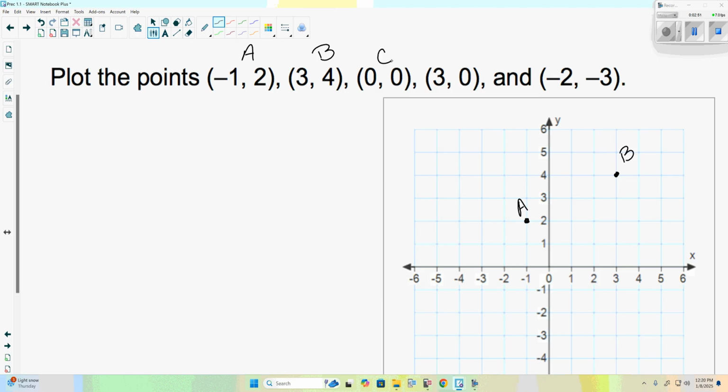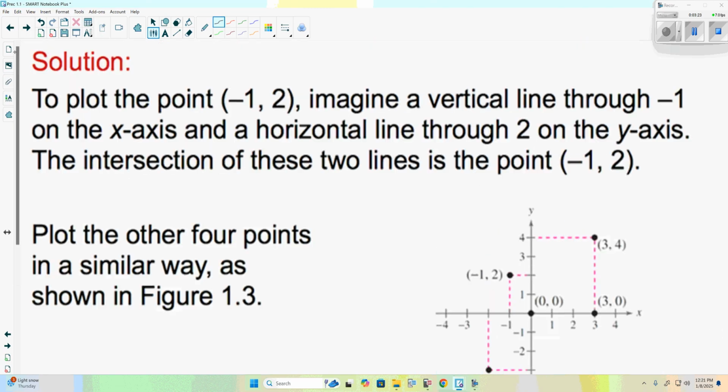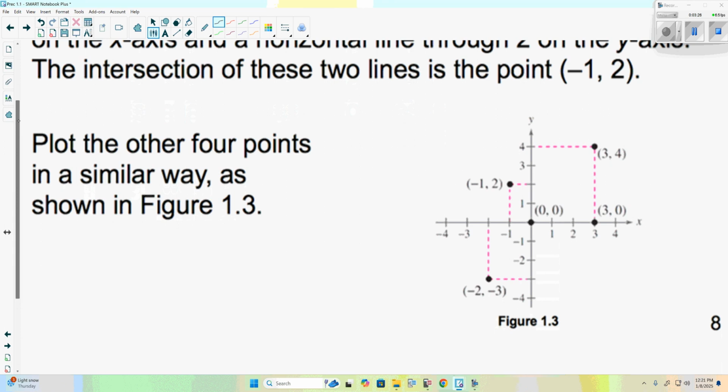Our next point is the point 0, 0. That is the origin. Next, 3, 0. We'd go over 3 on the positive x-axis, and we wouldn't go up anywhere. Our last one, negative 2, negative 3. Do you feel comfortable plotting points? That's our solution.